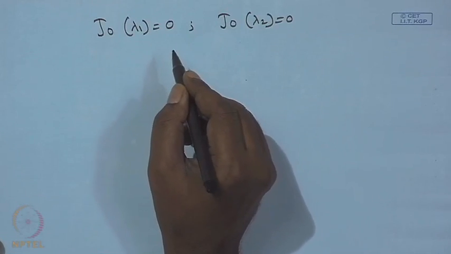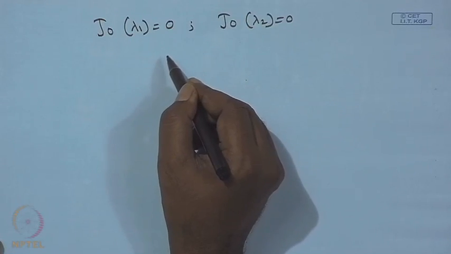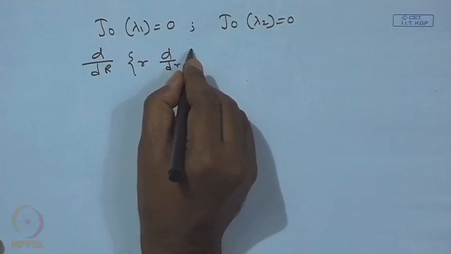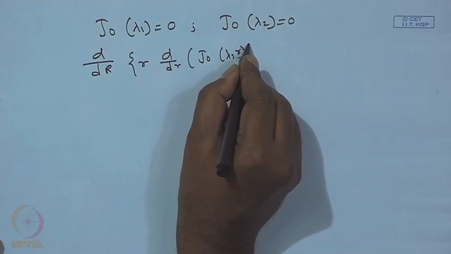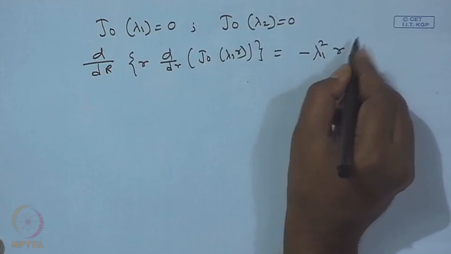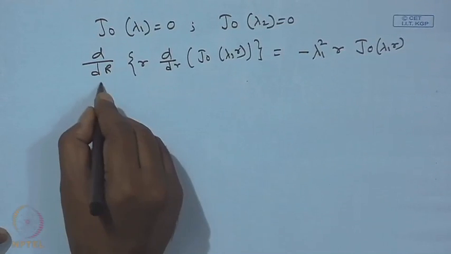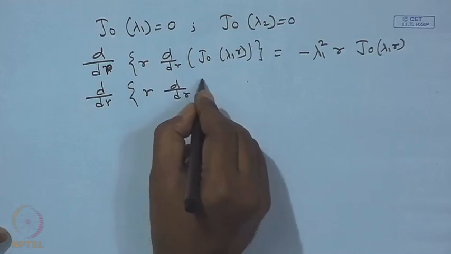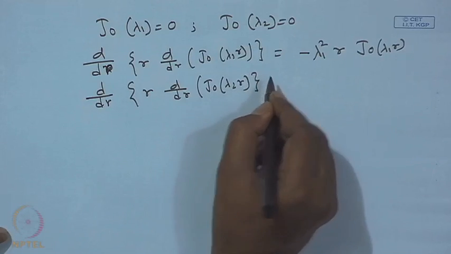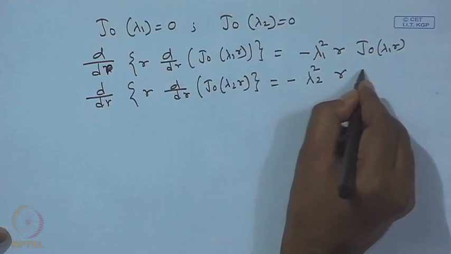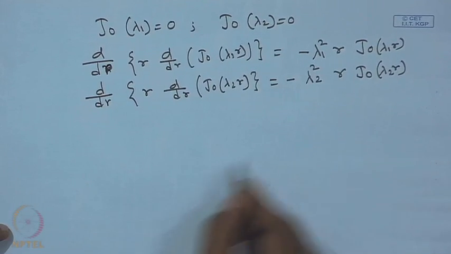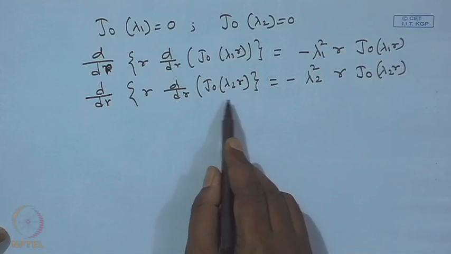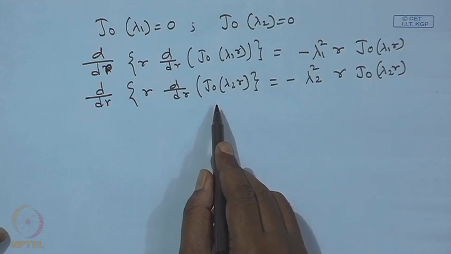Now, since J 0 lambda 1 r and J 0 lambda 2 r satisfy the equation, the first equation will be d dr r d dr of J 0 lambda 1 r is equal to minus lambda 1 square r J 0 lambda 1 r, and the second one is d dr of r d dr of J 0 lambda 2 r is equal to minus lambda 2 square r J 0 lambda 2 r. So, we take the inner product of the first equation with J 0 lambda 2 r and the inner product of the second equation with J 0 lambda 1 r, and then we subtract it.